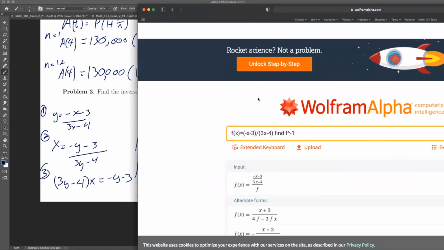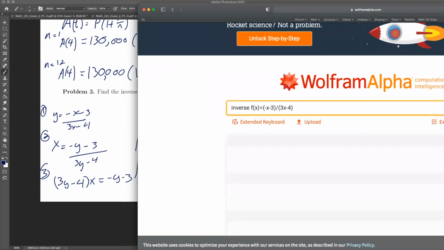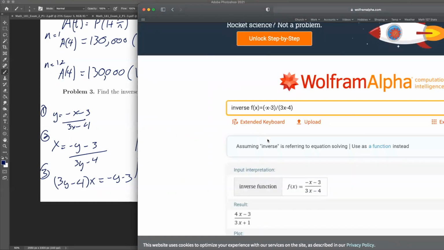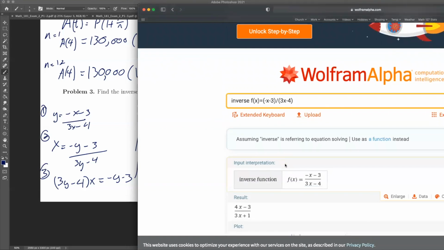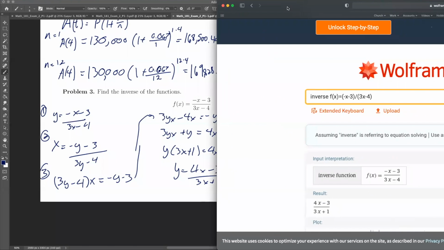I want to see if it's smart enough to do what I want. Let me just type in inverse. Oh, hey. Look at that. That's how you do it.